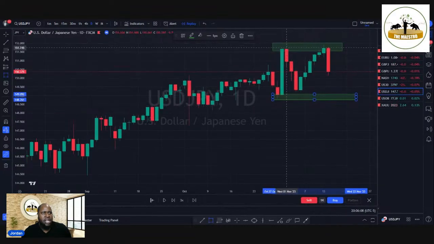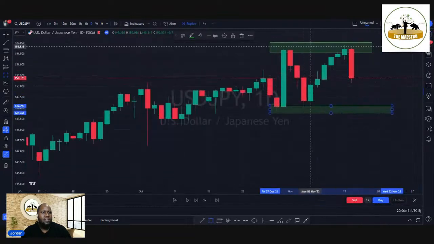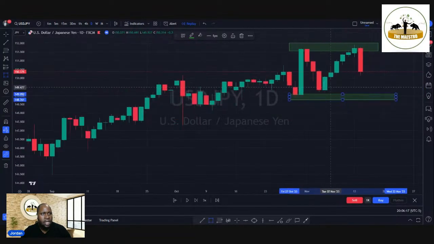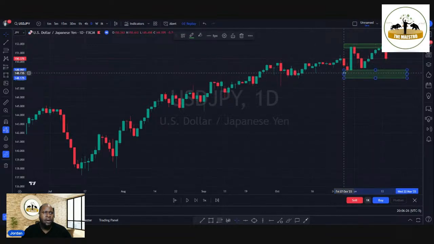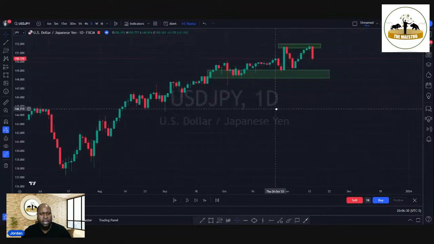So we clearly see clear areas of resistance up here. Let me just move this panel away. Clear area of resistance right up here. Clear area of support right down here. Technically you can extend this area of support even all the way down here, right? But that's pretty much what we're seeing on the daily time frame.